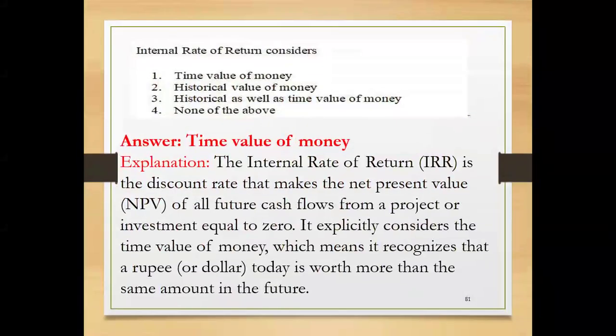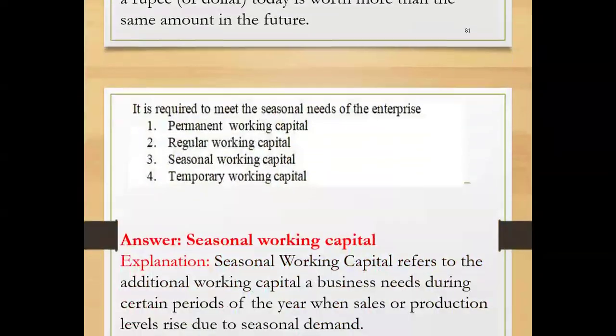Internal rate of return considers time value of money, historical value of money, historical as well as time value, none of them. The internal rate of return considers the time value of money is the correct answer. It is the discount rate that makes the net present value of all future cash flows from a project or investment equal to zero. It explicitly considers the time value of money, which means it recognizes that a rupee or dollar today is worth more than the same amount in the future.